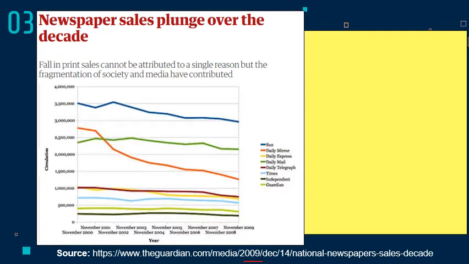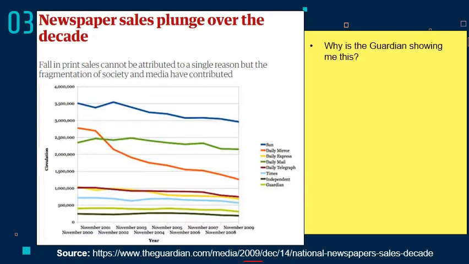Here I can see various newspapers in the UK: the Sun, the Daily Mirror, and so on, and they've all got different colors. You can see that most of them are either declining quite quickly, like the orange one, which is the Daily Mirror, or declining slowly, like the Guardian or the Independent. It also has this subheading, or byline: fall in print sales cannot be attributed to a single reason, but the fragmentation of society and media have contributed.